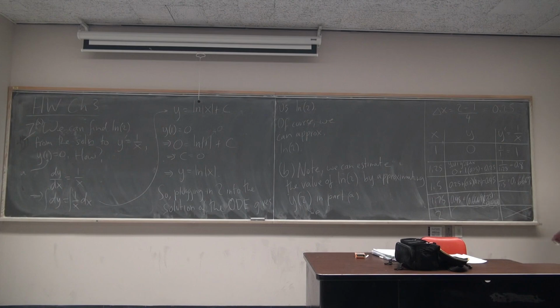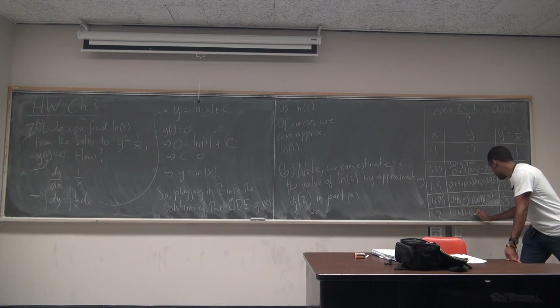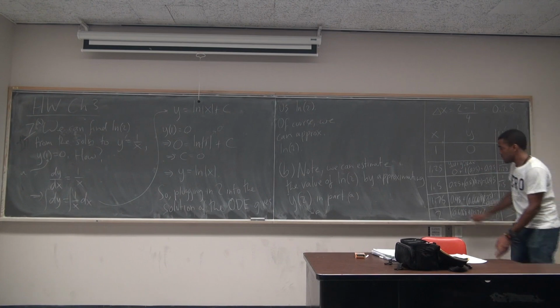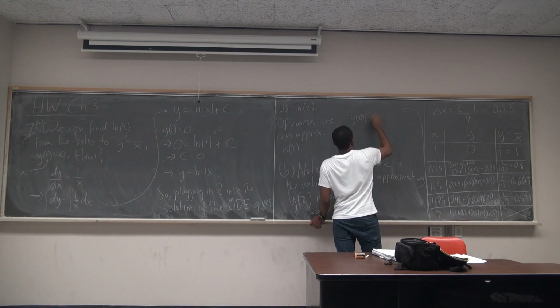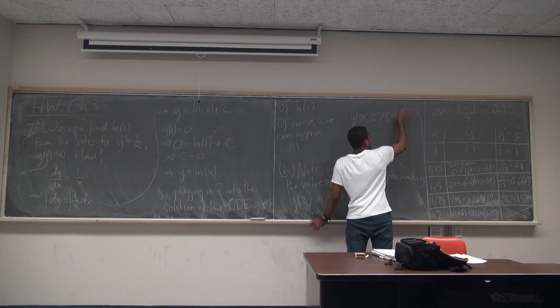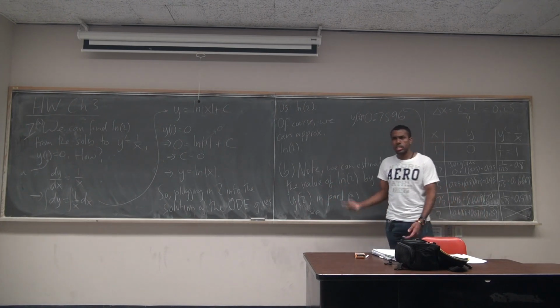What's this one? 1 divided by 1.75, which is 0.5714. Now I take the old y, 0.6168, plus the old y prime, 0.5714, times my delta x, which is 0.25, and ultimately I get 0.7596. That's pretty close to ln 2. I think ln 2 is like 0.69 something.